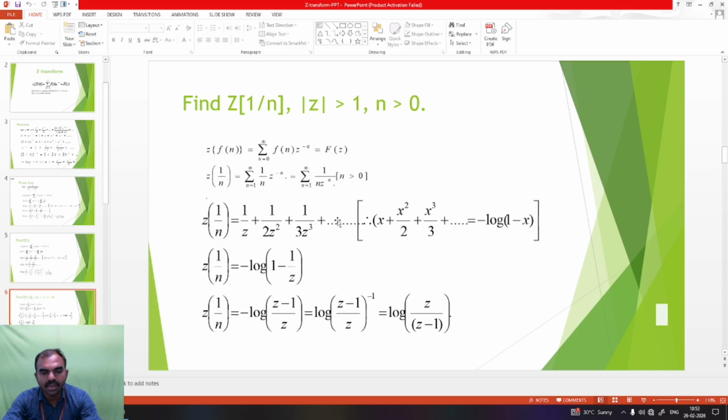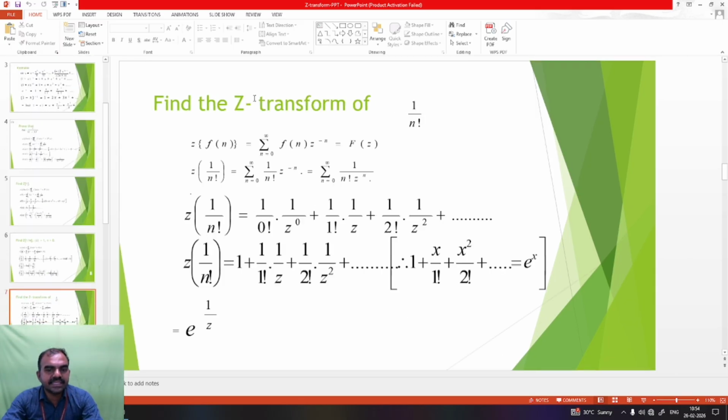Right. So now this is the expansion of x plus x square by 2 plus x cube by 3 and so on. There is a formula: minus log of 1 minus x. So here what is the x value? 1 by z. We apply x value 1 by z in here. So minus log of 1 minus 1 by z. So take the LCM: z minus 1 by z. So that minus 1 goes to the power, that is m log n equals log of n power m, so log of z minus 1 by z, the whole power minus 1. So take the reciprocal of this one, what do we get as the answer? Log of z by z minus 1.